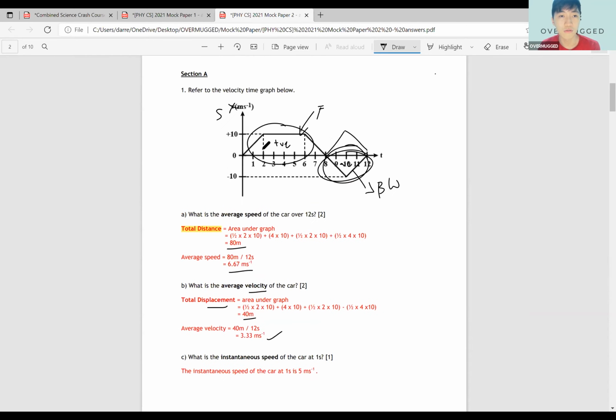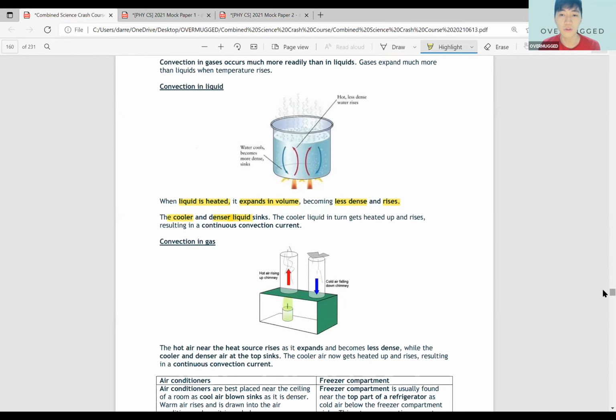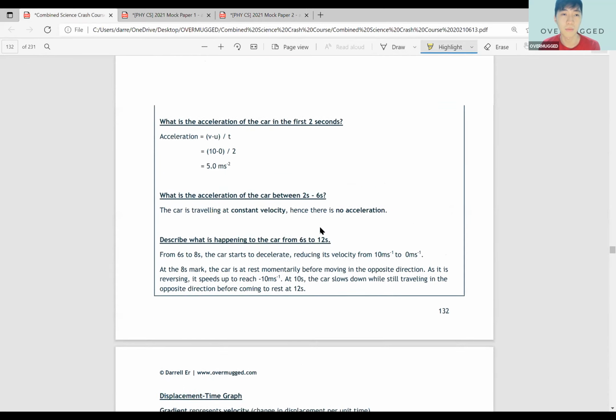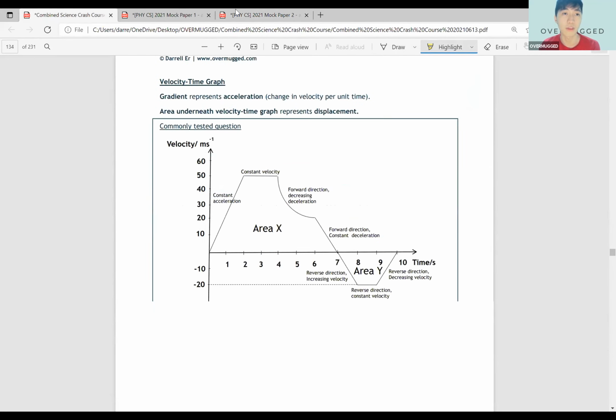Instantaneous speed, you just need to read it from the graph. So 1 second is here, right? So between 0 to 10, 1 second, this is 5, okay? So this question, for those of you that have the curated notes, it's actually from the curated notes. So if you want a more detailed explanation and a bit more examples, you can refer to the curated notes. There's a couple more of them.